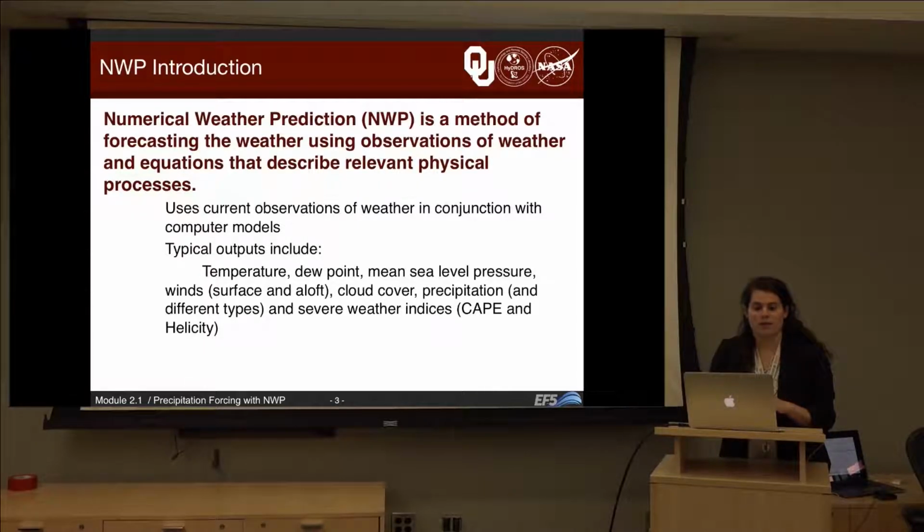So a little bit of background of numerical weather prediction. It's a method of forecasting the weather using observations of weather and equations that describe relevant physical processes. So what it does is that it uses current observations of weather and it uses computer models to simulate what may happen. Usually the typical outputs include temperatures, dew point, mean sea level pressure, winds that are surface and aloft, cloud cover, precipitation and different types of it, and severe weather indices, CAPE and helicity.